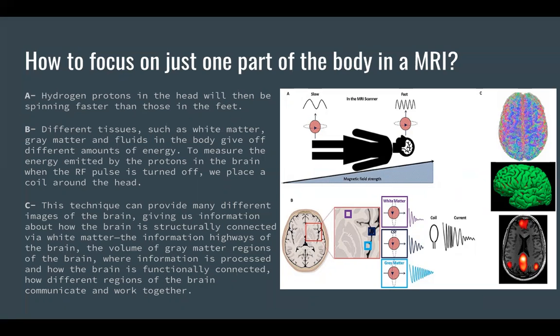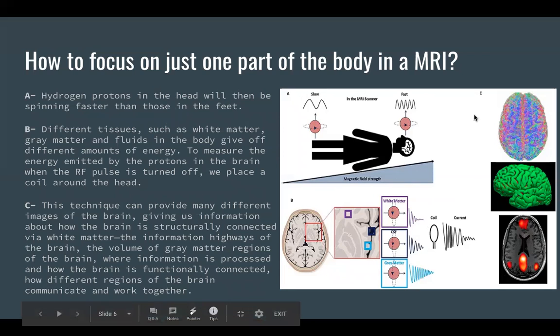The RF pulse will then only be resonant with the protons in the brain. Therefore, only the protons in the brain will absorb energy from the RF pulse and be flipped away from the B0 field. We can obviously tune our RF pulse to be resonant with protons in other parts of the body, like the feet, if we are interested in imaging the feet. Hydrogen protons in the head will be spinning faster than those in the feet.